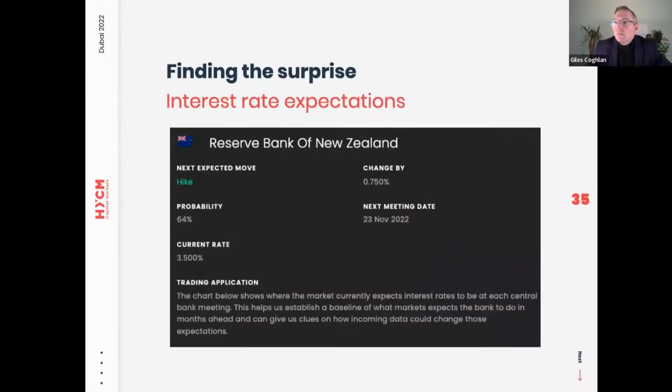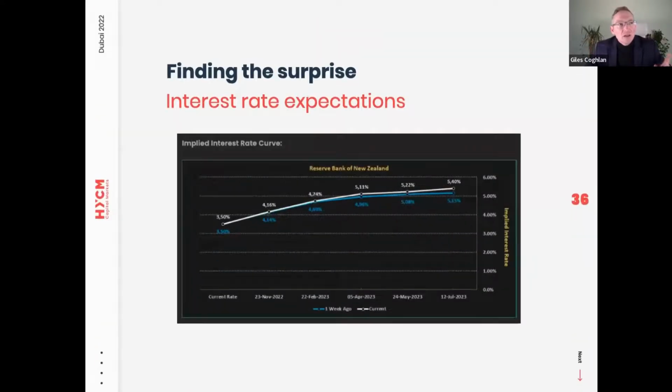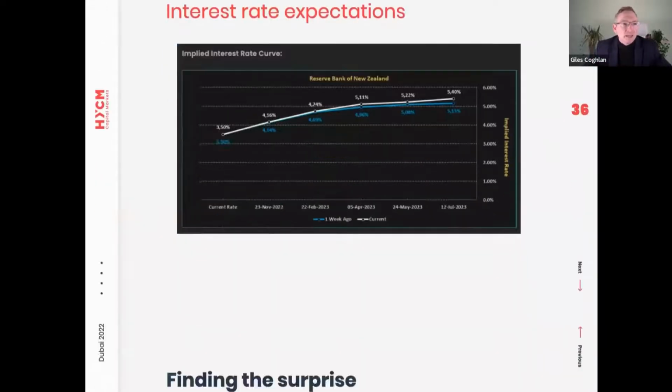Okay, so let me start running through with you how I do my analysis. So here I'm expecting a 75 basis point rate hike on the 23rd of November. The current rate is 3.5%. Here's my short-term interest rate markets, what they're expecting. They're expecting a terminal rate of 5.40%, which is up from a week ago of 5.15%. So what does that tell me? It tells me that the market is getting more aggressive towards hiking interest rates as we move towards the meeting.